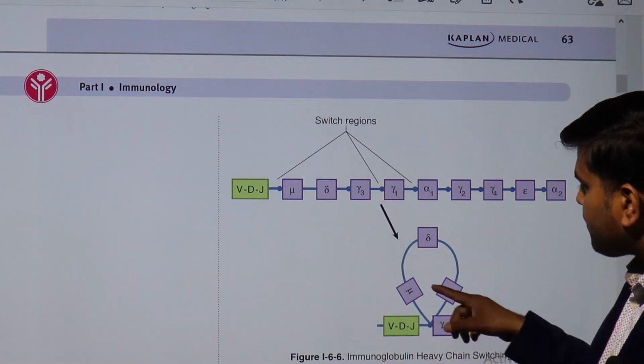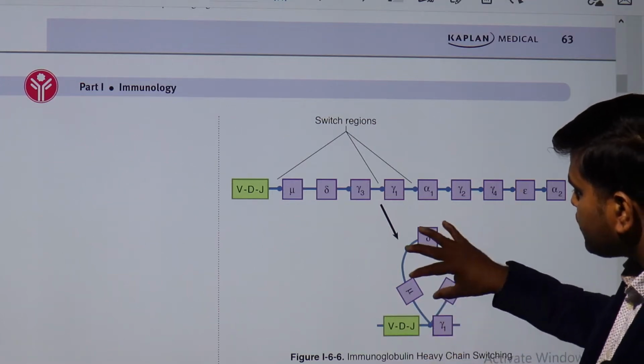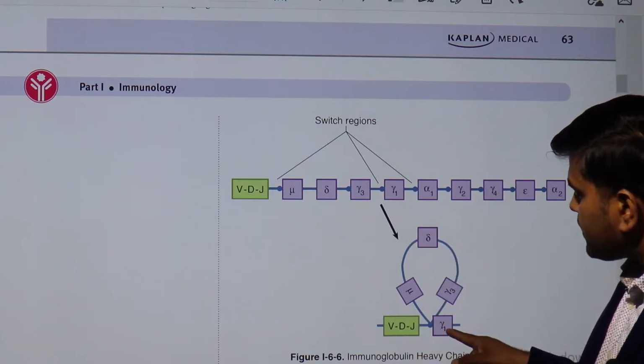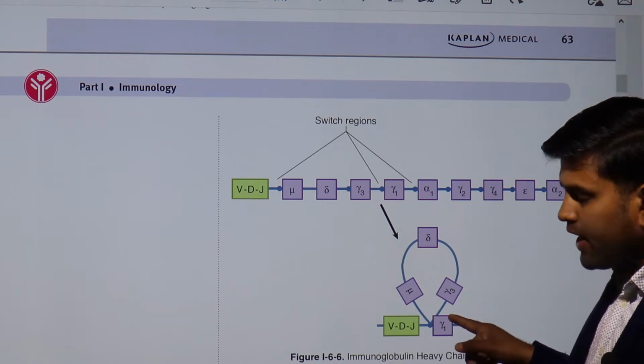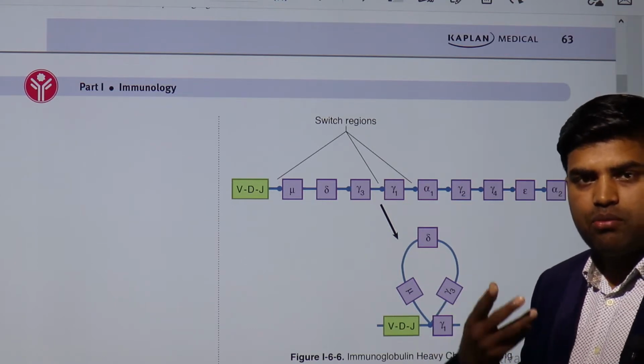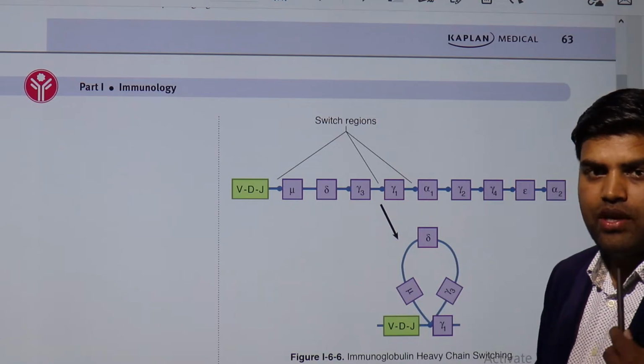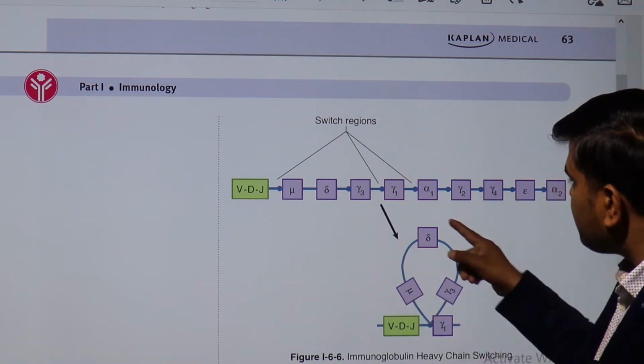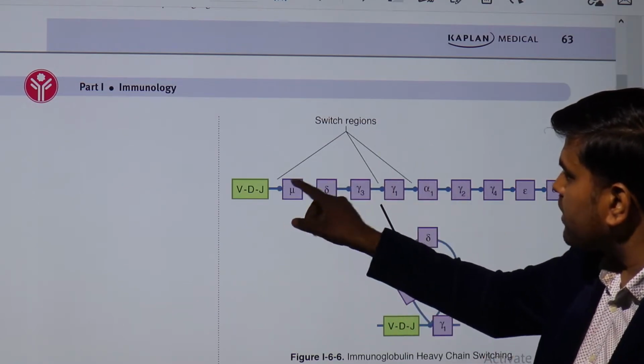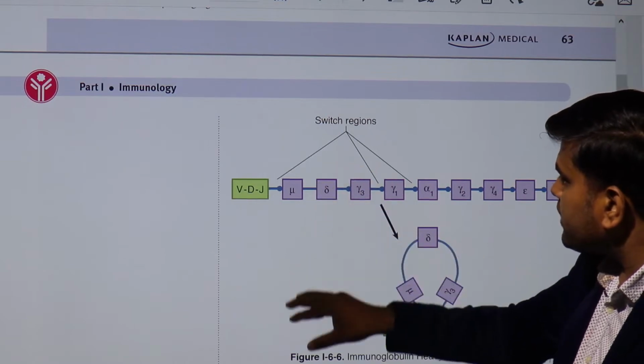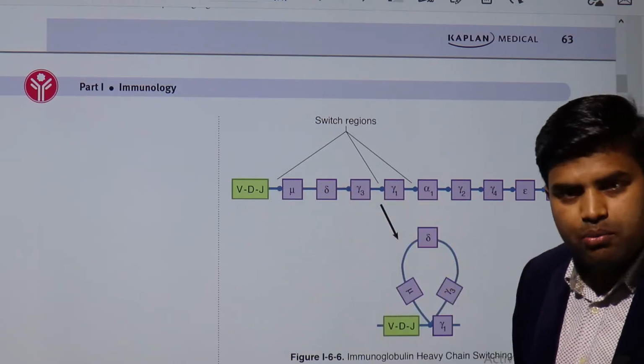Now they have been looped out, excised and degraded, so this has been damaged. Now the VDJ combination has come in direct contact with gamma 1, so there will be release of immunoglobulin G1 and this will be formed. If it loops out and forms this alpha 1 over here, and all this portion is looped out and degraded, then there will be formation of immunoglobulin A.